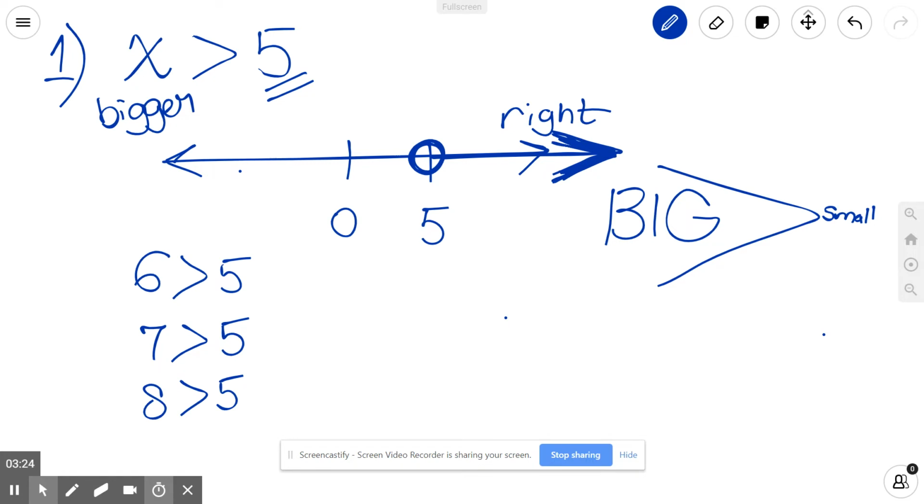So I would suggest always look at what is happening to x. Is x becoming bigger or smaller than the given number? So you can always compare the number and the x.